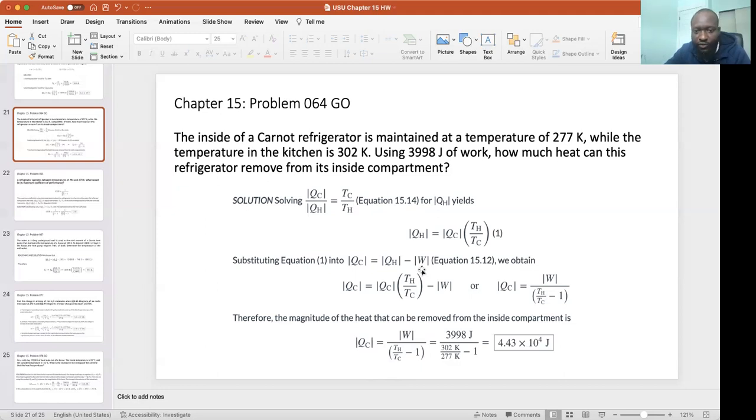So the hot reservoir is the 302 temperature in the kitchen, and the cold reservoir is the Carnot refrigerator at 277 Kelvin. TC is 277, TH is 302. TH is the hotter one, TC is the colder one, and then minus 1.